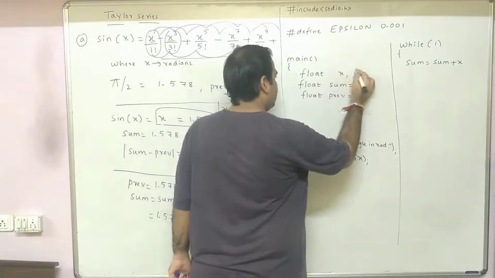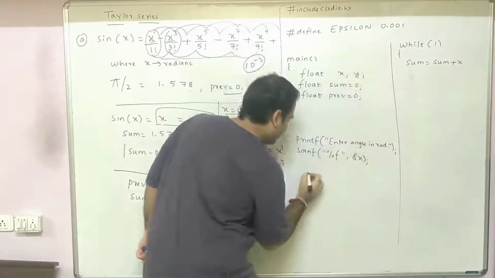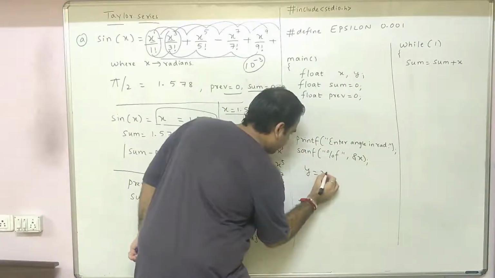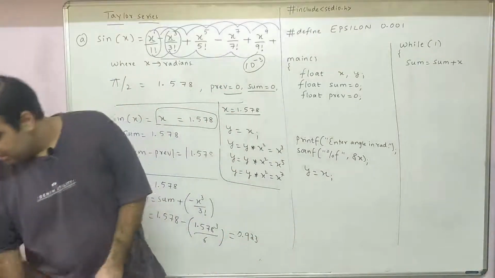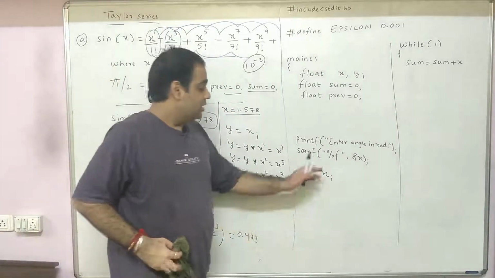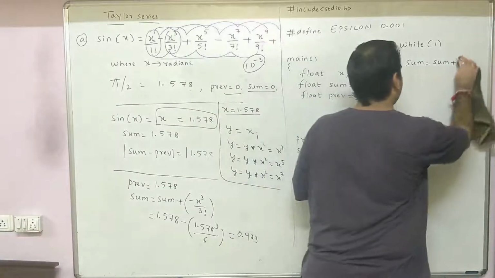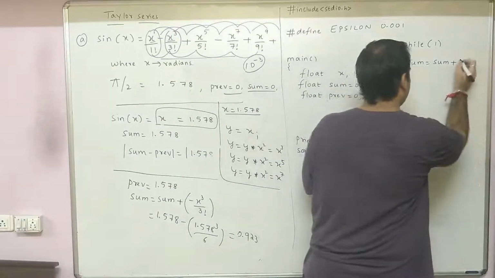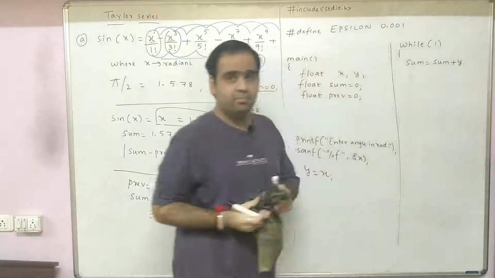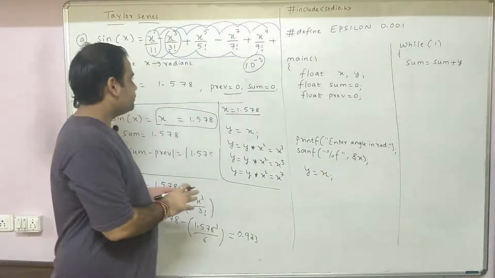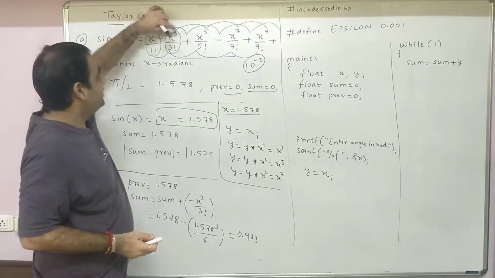Therefore, we want to take one more variable y, and what do we say? We say y is equal to x. Now the value of y is the same as x, or x is y. Therefore, instead of writing sum plus x, I can write sum plus y as well.